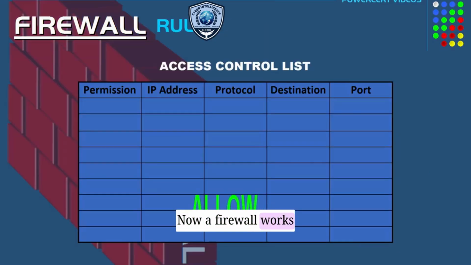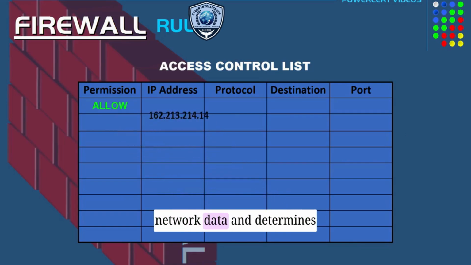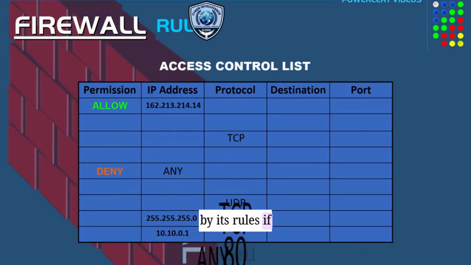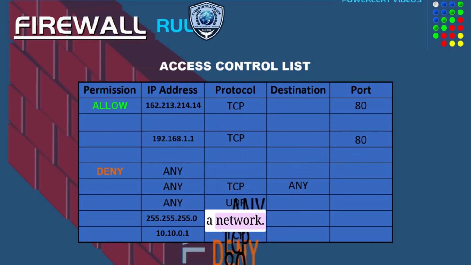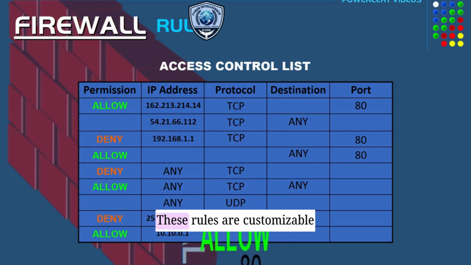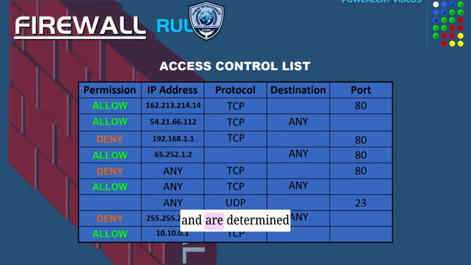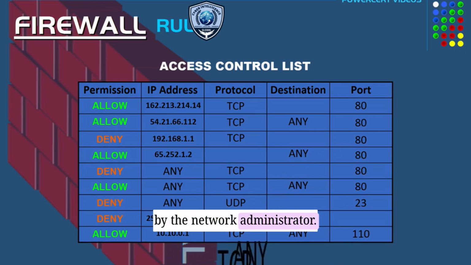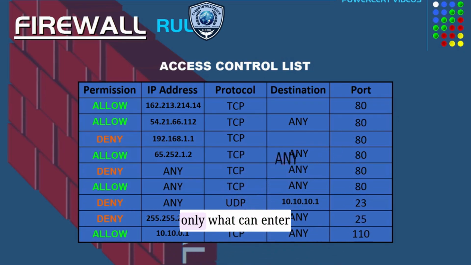Now, a firewall works by filtering the incoming network data and determines by its rules if it's allowed to enter a network. And these rules are also known as an access control list. These rules are customizable and are determined by the network administrator. The administrator decides not only what can enter a network, but also what can leave a network. So these rules either allow or deny permission.